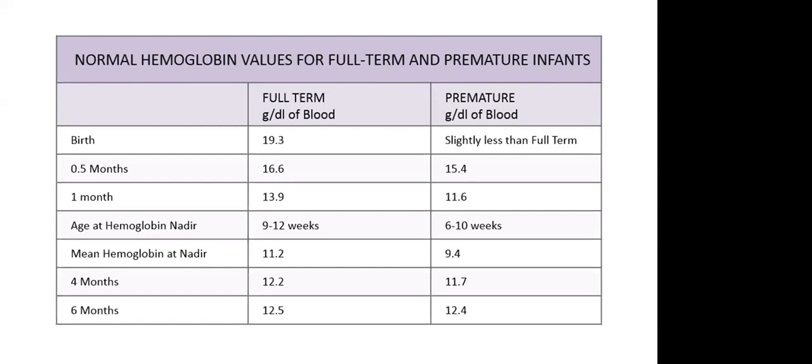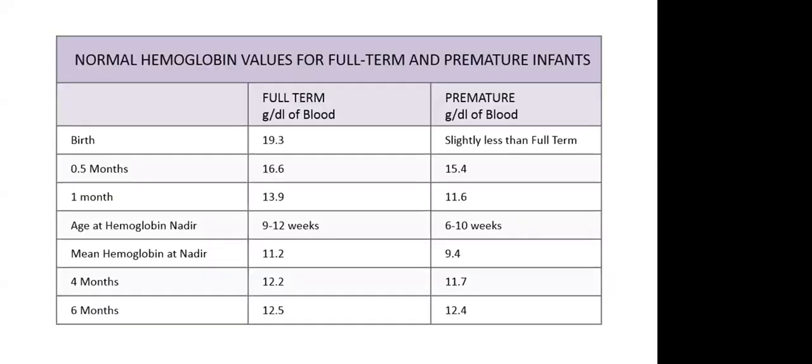The same pattern happens in premature infants, but the value is lower than in full-term infants. At birth, the hemoglobin value would be less than in full-term infants, and it will be 9.4 at the nadir point. As you can see, at the nadir point the hemoglobin level is lower, and the nadir point occurs earlier than in the full-term infant. After the nadir point, the hemoglobin starts to rise again. This is important when we come to discuss physiological anemia later.